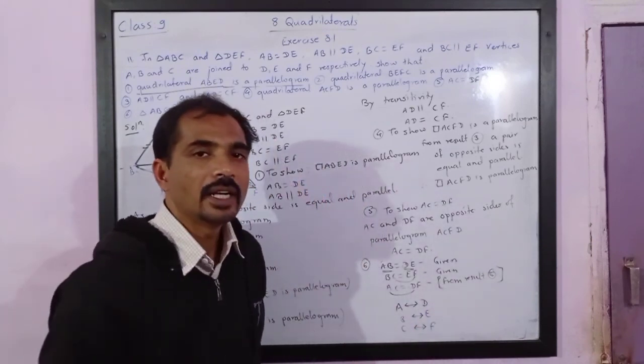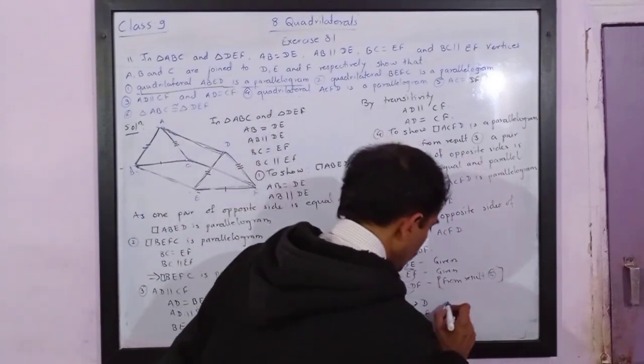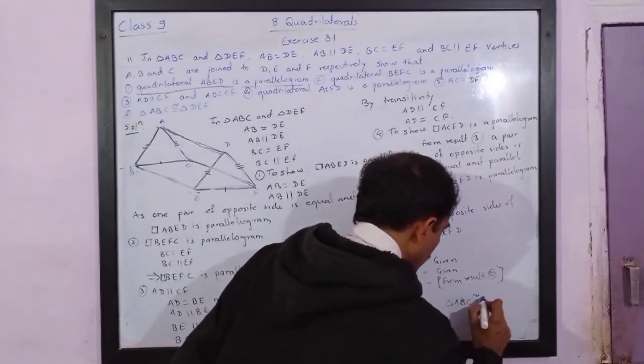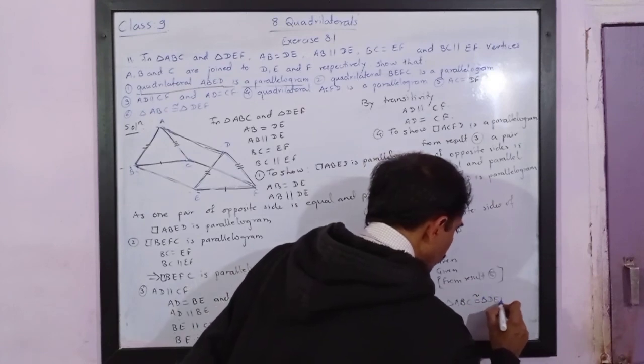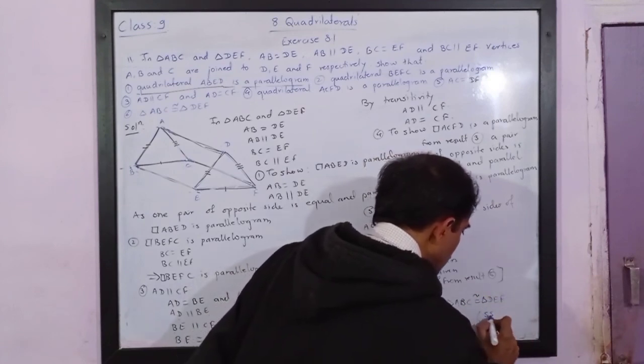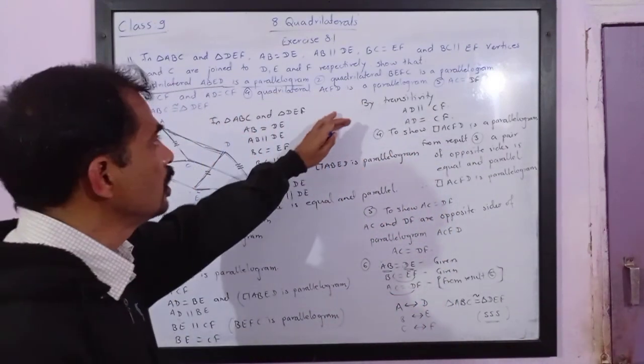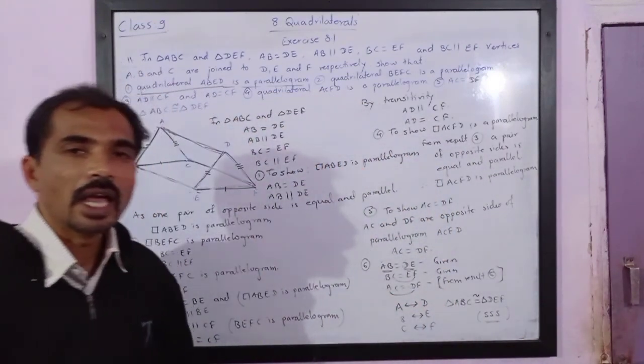Therefore, we will get triangle ABC congruent to triangle DEF by SSS test of congruency. And thus we have proved the sixth result as well.